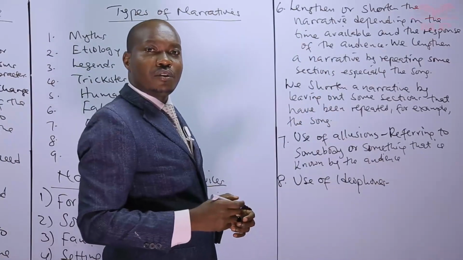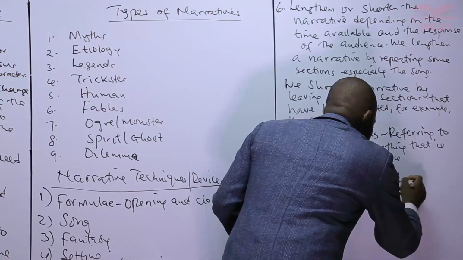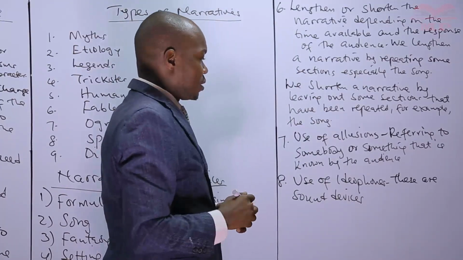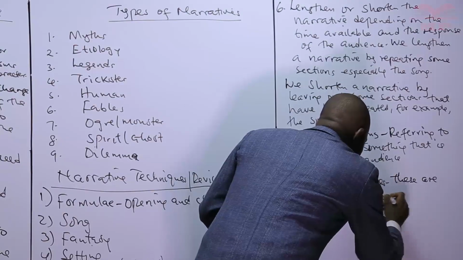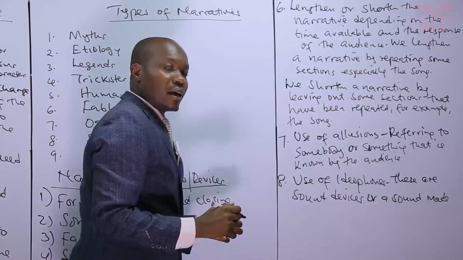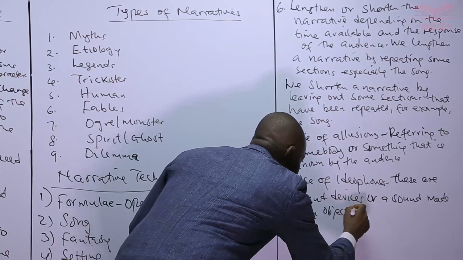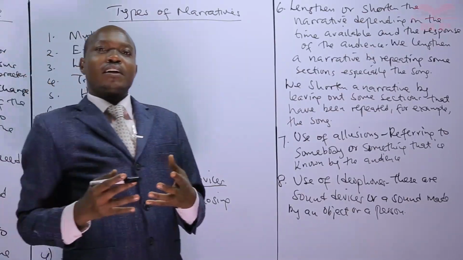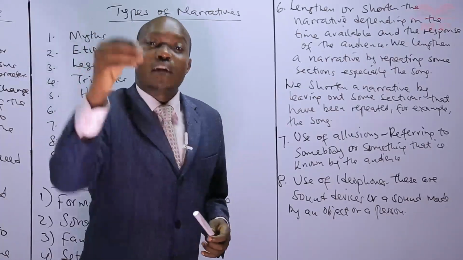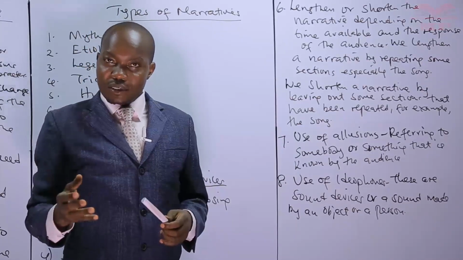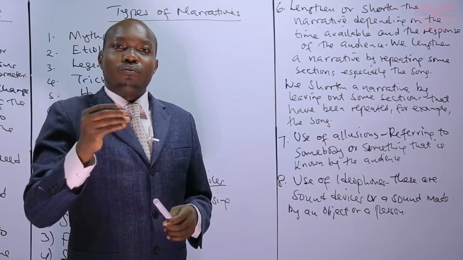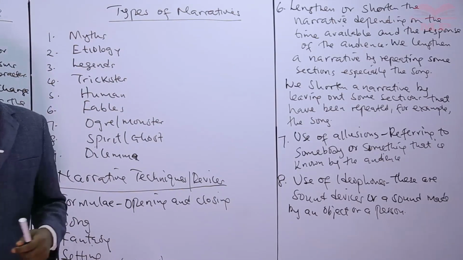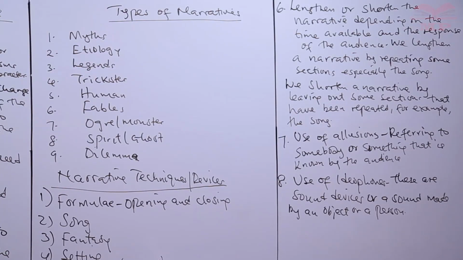Another performance feature is use of idiophones. And what are idiophones? Idiophones are sound devices, or a sound made by an object or a person. By this I mean, for example, if a character cries in a story, then the narrator will make that sound, woo-wee, woo-wee, such a sound. So that sound of wailing is called an idiophone. We look at more features.